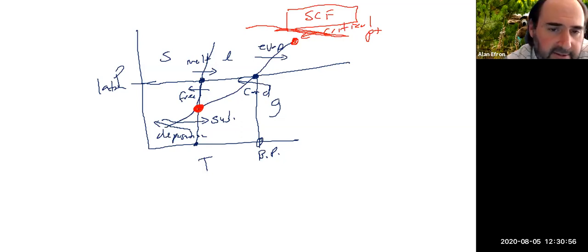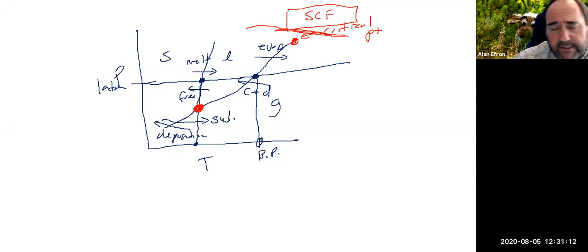And again, we use these phase diagrams to figure out at what pressure and temperature combinations you would expect it to be solid, liquid, or gas.